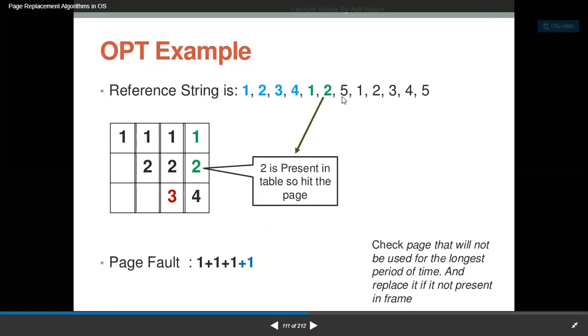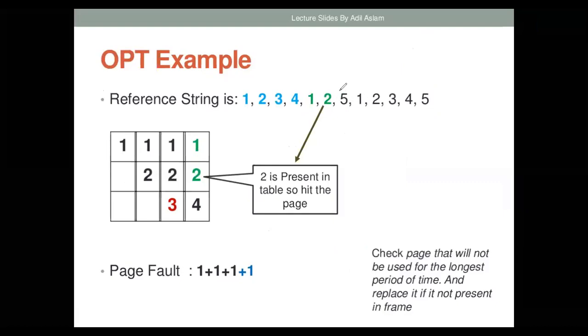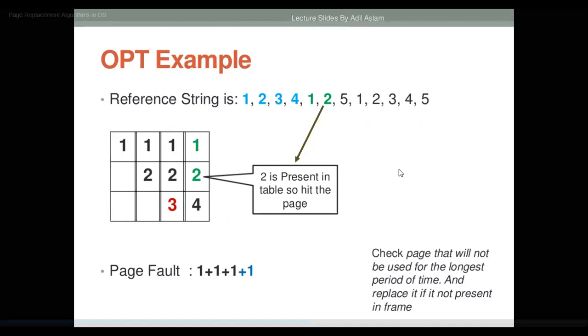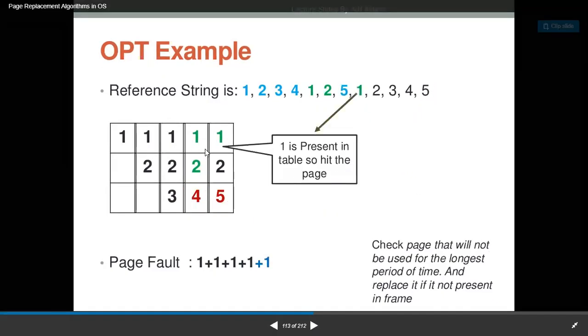Now, page 5 again. Let's see, we currently have page 1, page 2, and page 4. So if I look into the future from this position, page 1 will be used here, page 2 will be used here, and page 4 will be used here. So obviously you can see the 4 will not be used for the longest amount of time. So that means we will replace 4, and you see we have replaced 4 with 5.